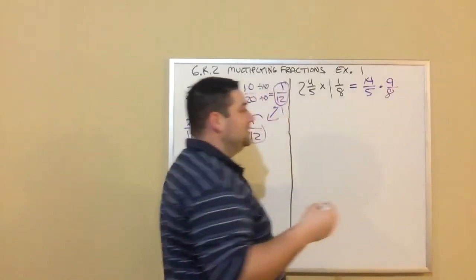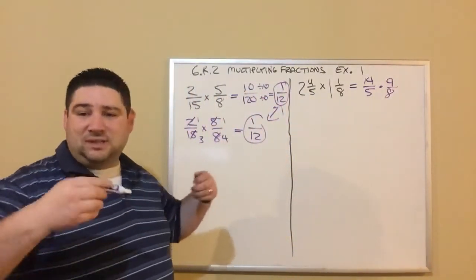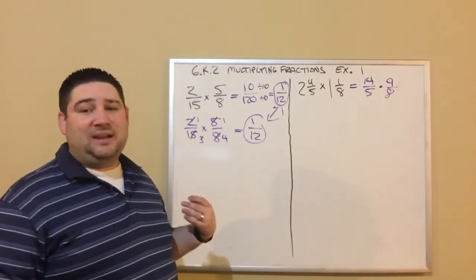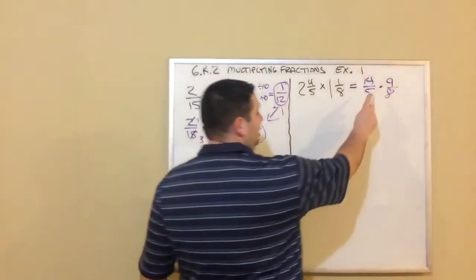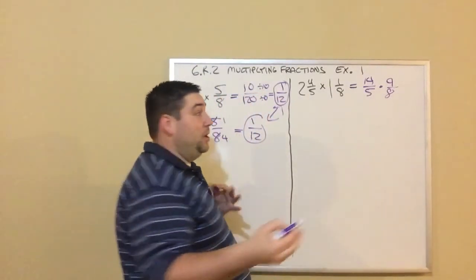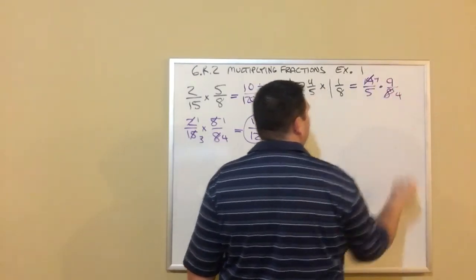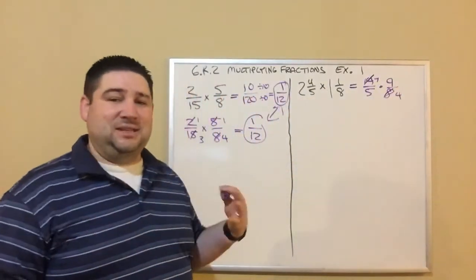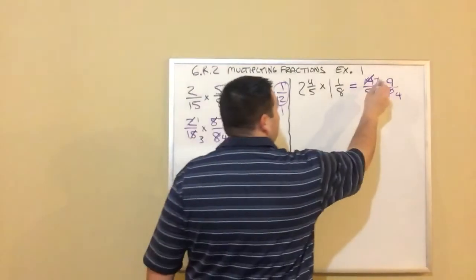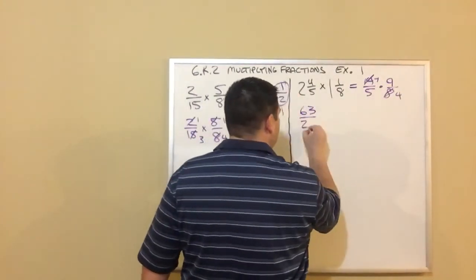So now I have 14/5 times 9/8. So we could simplify right away, or you could simplify at the end. If we simplify right away, if I look at 14 and 8, I know those are both even numbers, so 2 is going to go into both. I can divide both by 2. That's now 7. That's now 4. I don't really see anything else that can simplify. So I'm going to multiply. 7 times 9 is 63. 5 times 4 is 20.